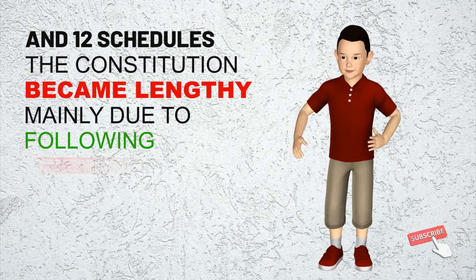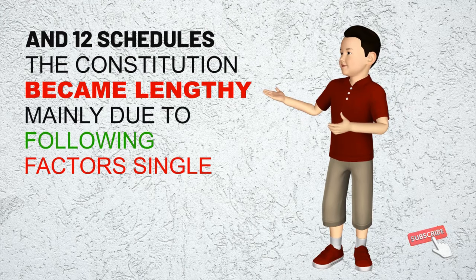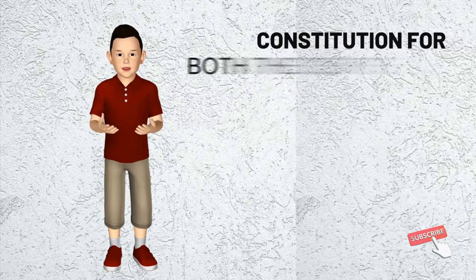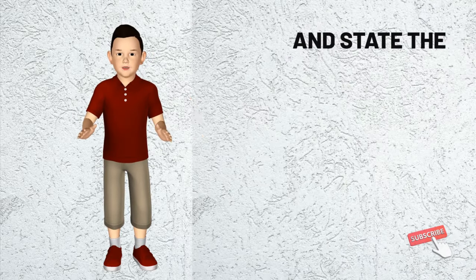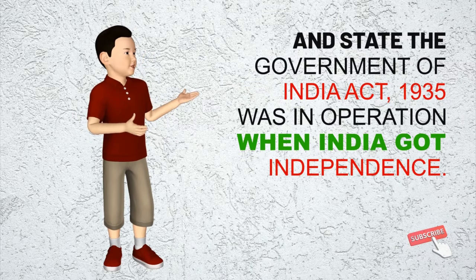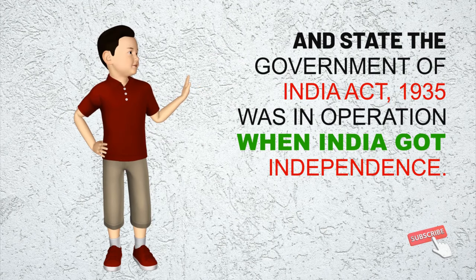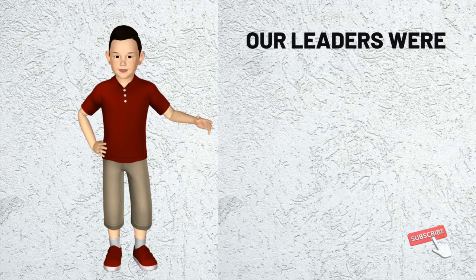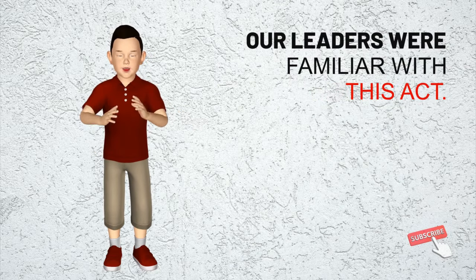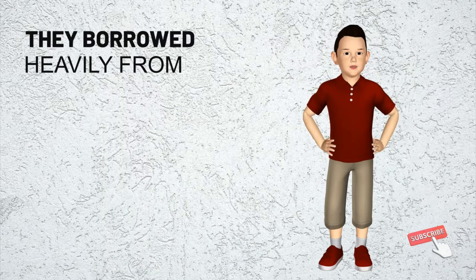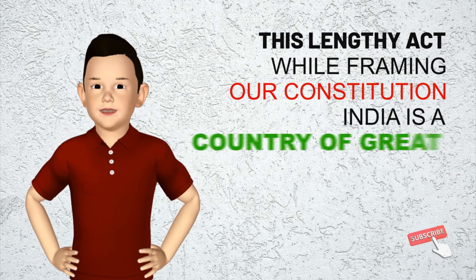The Constitution became lengthy mainly due to the following factors. Single constitution for both the center and states. The Government of India Act, 1935 was in operation when India got independence. Our leaders were familiar with this act. They borrowed heavily from this lengthy act while framing our constitution.